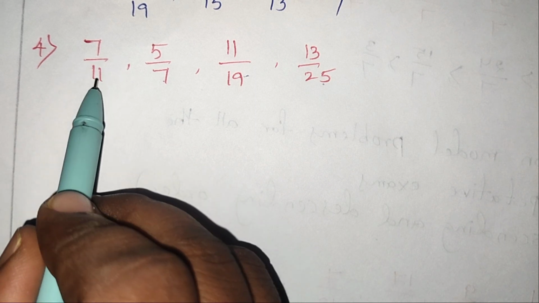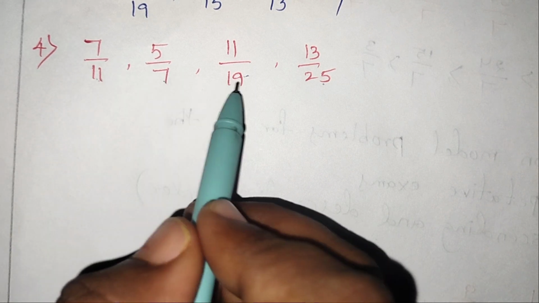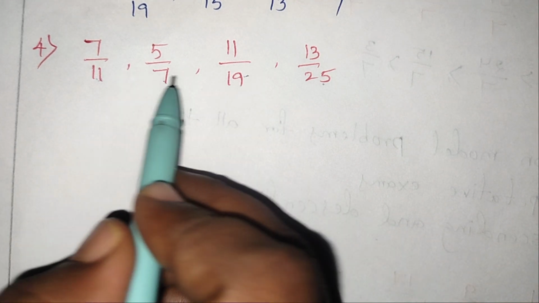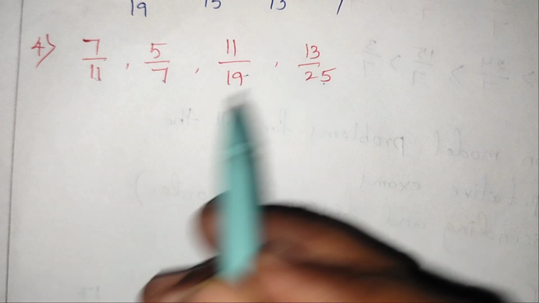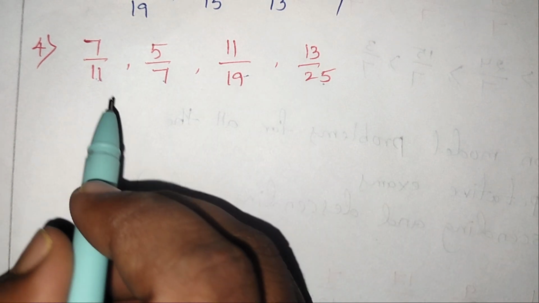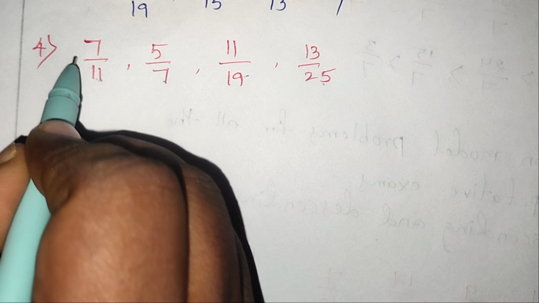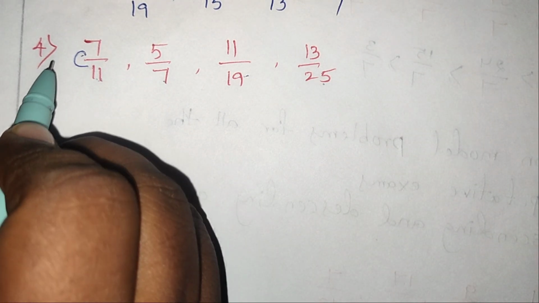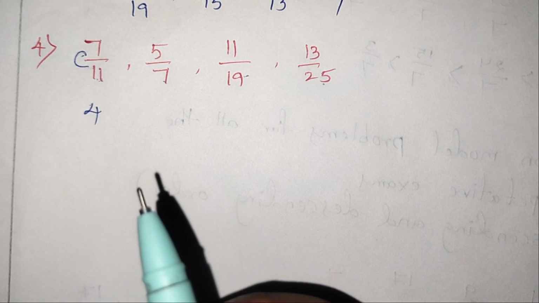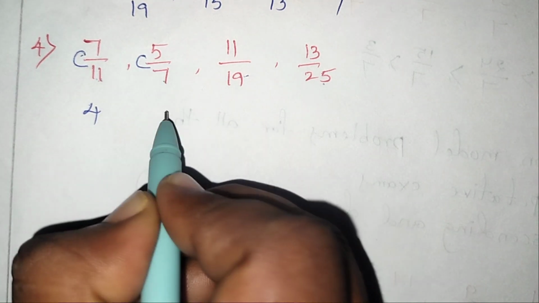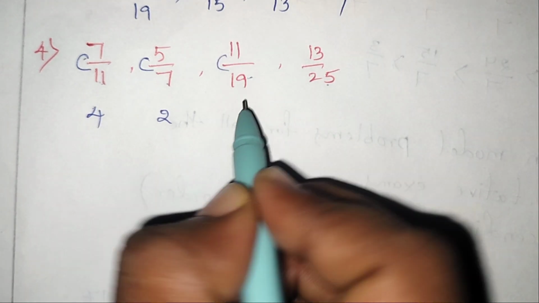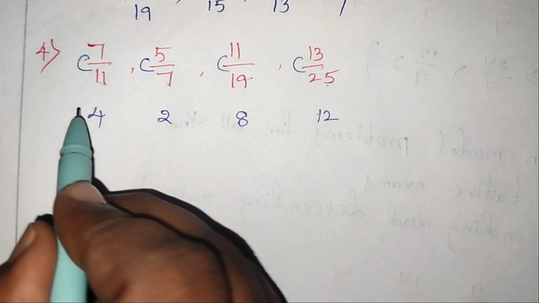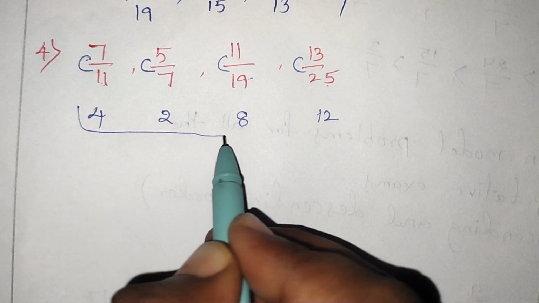See, if you find the denominator LCM of 11, 7, 19, 25, all of them are co-prime numbers, so you will get a bigger LCM of the denominators. So in this case, the shortcut is first find the difference between numerator and denominator. What is the difference here? 4. Here 2. Here 8. Here 12. Find out the LCM of those differences.